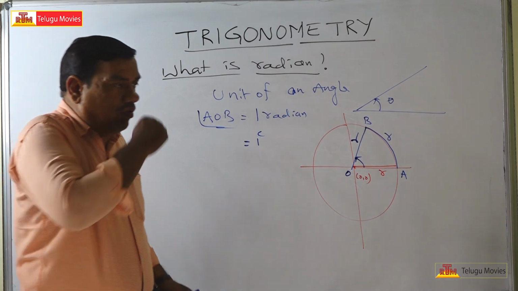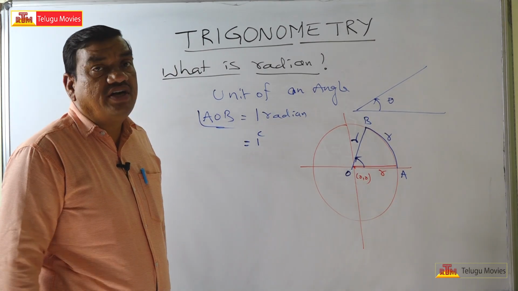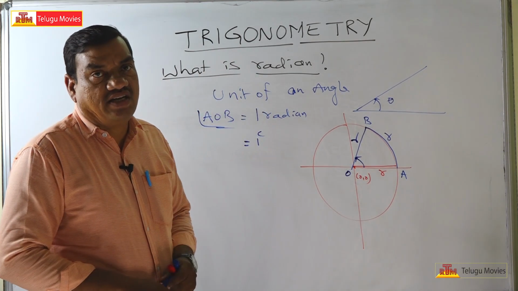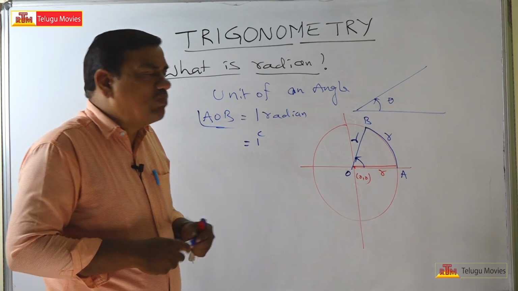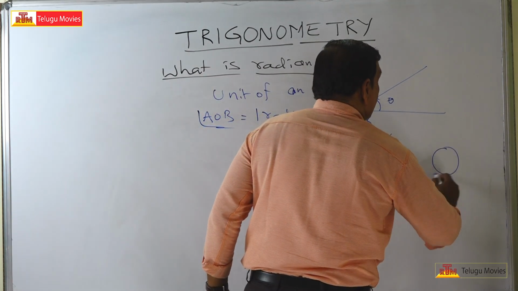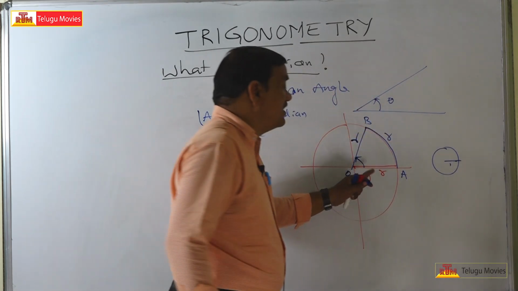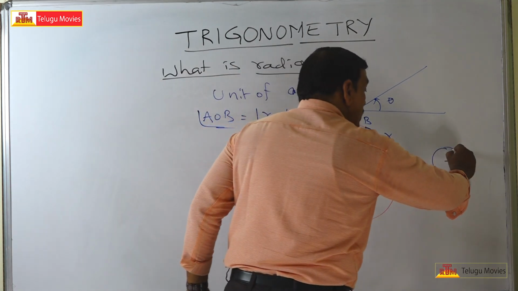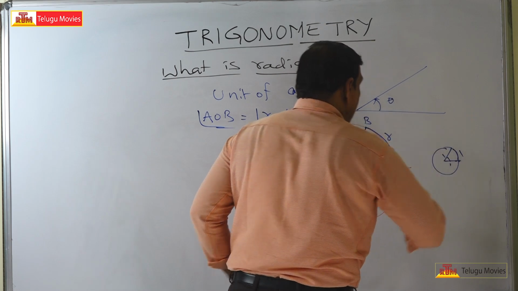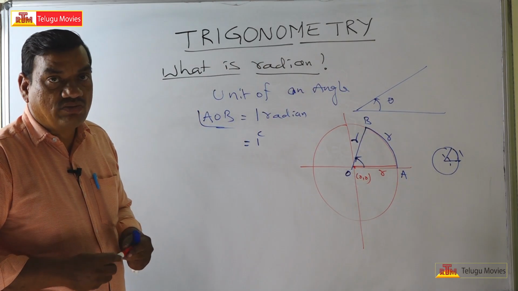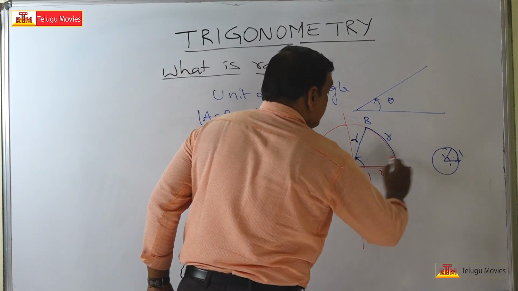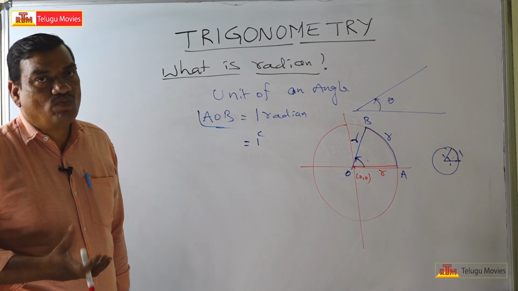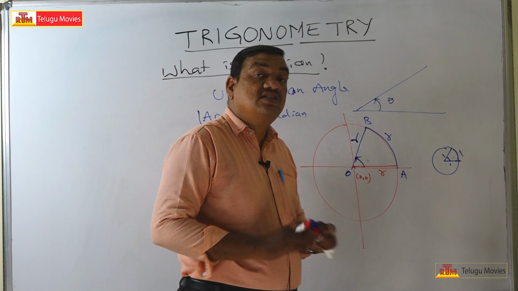You may ask one doubt: sir, how can we define it as 1 radian? If I take a very big circle, otherwise if I take a small circle, say with radius 1 centimeter, previously you said it is 10 centimeters. Here I am taking 1 centimeter, and the arc is also 1 centimeter. Are both angles the same? Yes, the magnitude is the same. Both are the same.